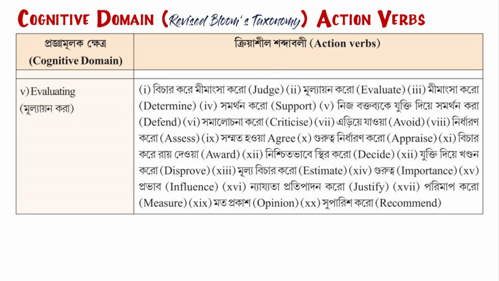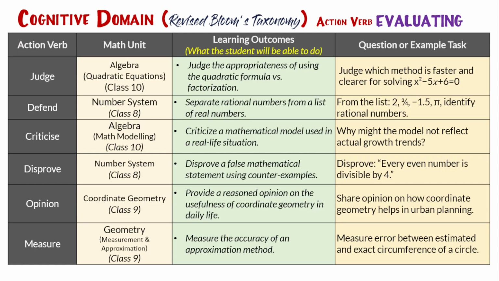Now the action verbs related to evaluating are judge, evaluate, determine, support, defend, criticize, avoid, assess, agree, appraise, award, decide, disprove, estimate, importance, influence, justify, measure, opinion and recommended. These are some of the examples of how to select learning outcomes following the action verb of evaluating.